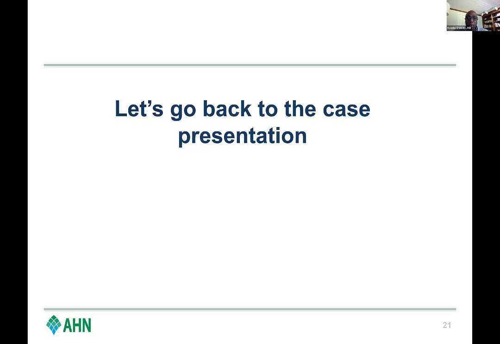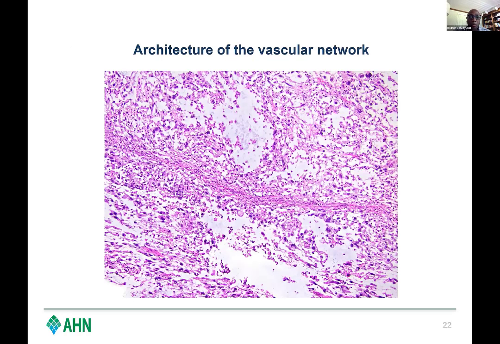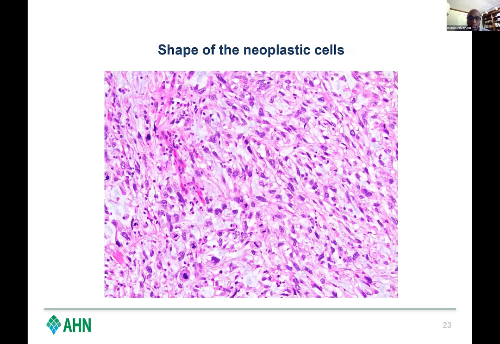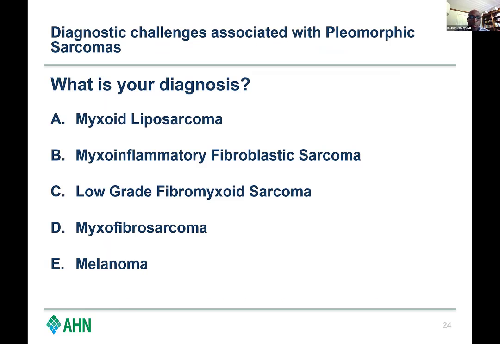Now, let's go back to our presentation. To refresh your memory, we have a pleomorphic tumor characterized by highly pleomorphic cells embedded in a myxoid stroma. Some vessels have a curved appearance. The majority of the tumor cells have a spindle cell shape. Mitotic figures are increased. So what is your diagnosis?